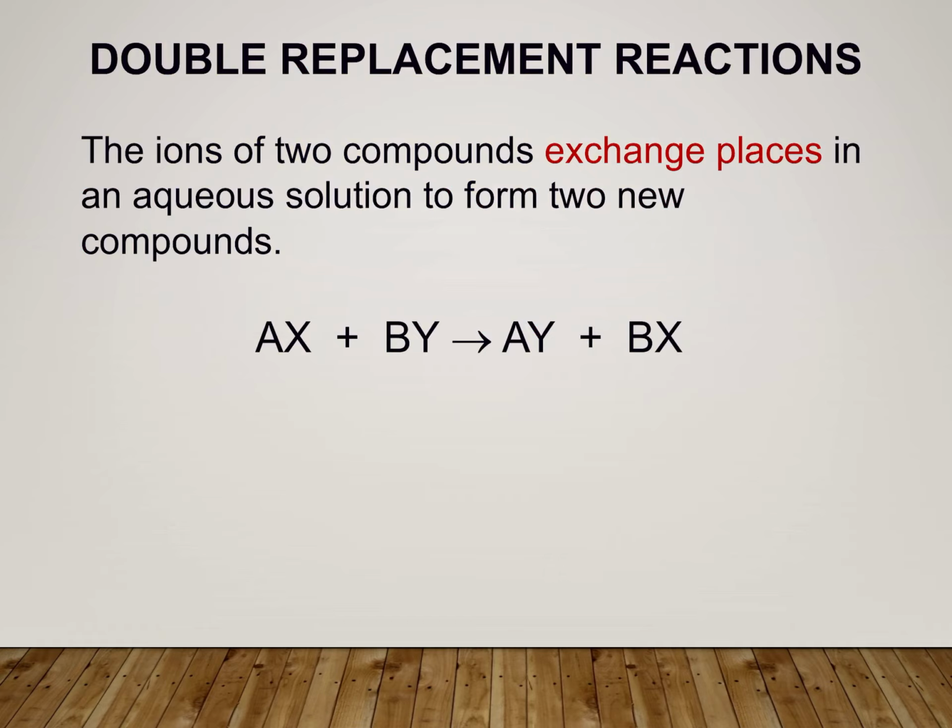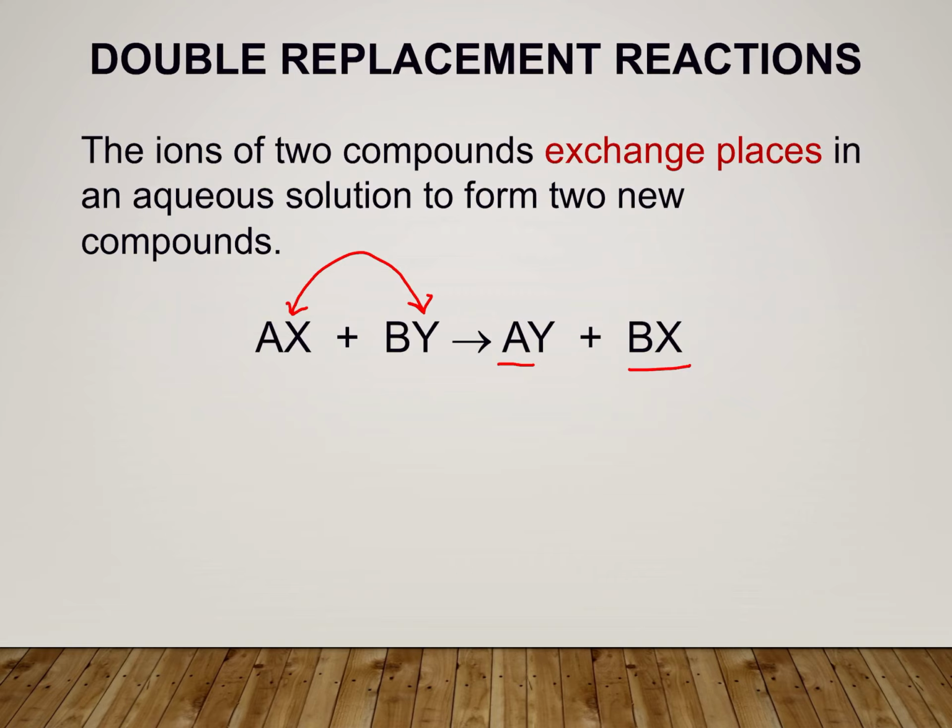Okay. Double replacement reactions. We've talked about these before, and this is when the ions of two compounds exchange places. So here, the X and the Y are switching out, right? And so now, instead of A being bonded to X, A will be bonded to Y, and instead of B being bonded to Y, B will be with X. Okay, so they're switching spots, and we will form two new compounds in these double displacement reactions.